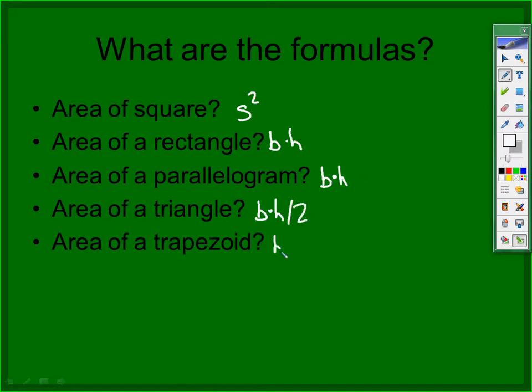Area of a trapezoid, we're going to find the average of our two bases by adding them together in parentheses and then dividing by 2, and then multiply by the height of the trapezoid.